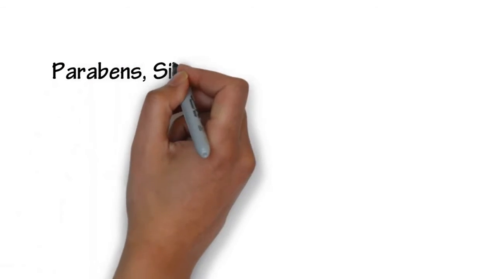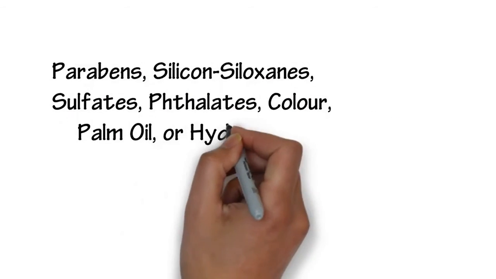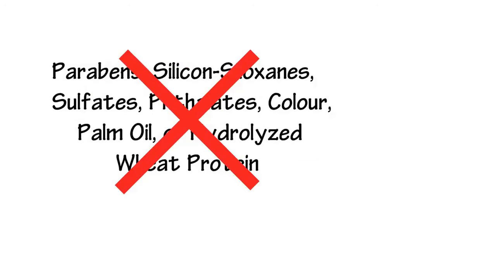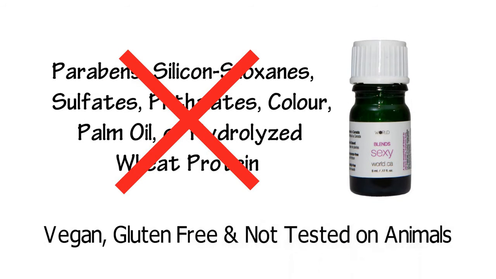We never use parabens, silicone siloxanes, sulfates, phthalates, color, palm oil, or hydrolyzed wheat protein. Sexy is also vegan, gluten-free, and not tested on animals.